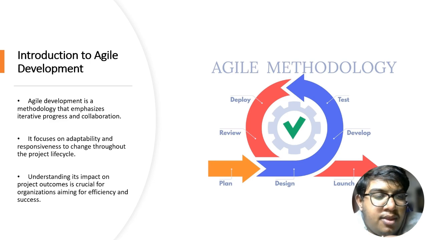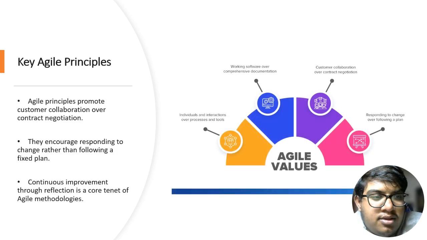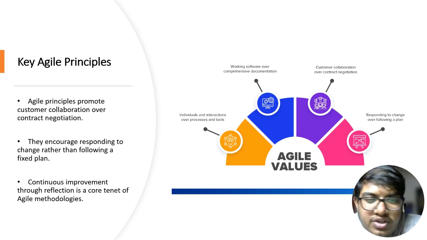Now there are some key agile principles. There are over 12 of them, but here I have mentioned only 3. So in agile principles you promote customer collaboration over contract negotiation.